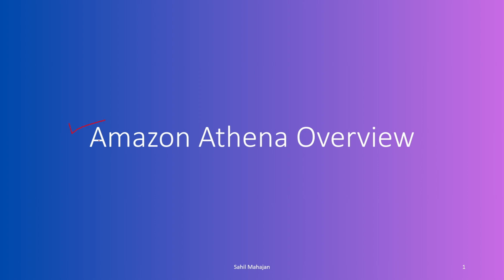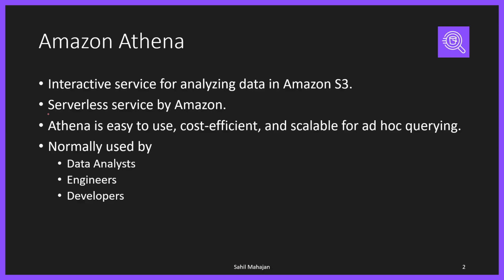Amazon Athena. So let's dive right into today's video. Firstly, we're of course going to talk about Amazon Athena. Amazon Athena is an interactive service for analyzing data in Amazon S3. Basically, you can think of Amazon Athena as a managed service provided by AWS, and it allows you to analyze data that is stored in your S3 bucket. It is a serverless service provided by Amazon, and it is easy to use, cost efficient, and scalable for running ad hoc querying. Amazon Athena is normally used by data scientists, engineers, and developers.